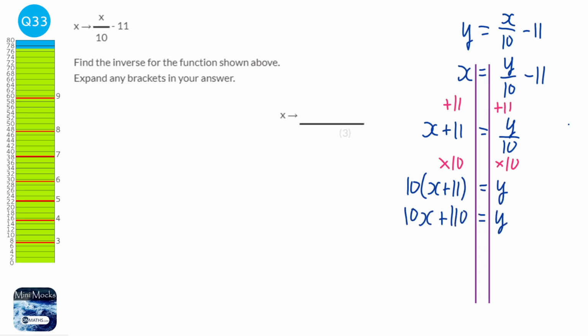Now this doesn't equal y. We are looking for the inverse function with this notation here. So we just replace the y with this notation and we get 10x plus 110.